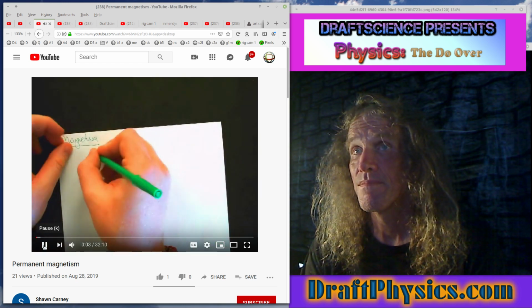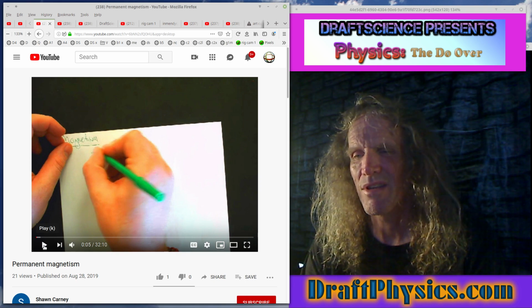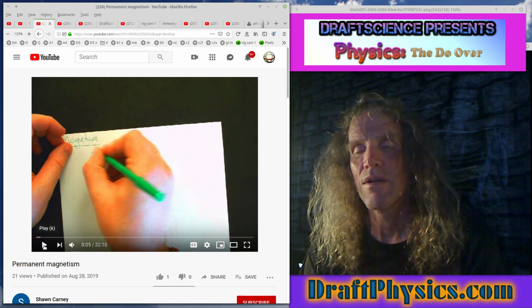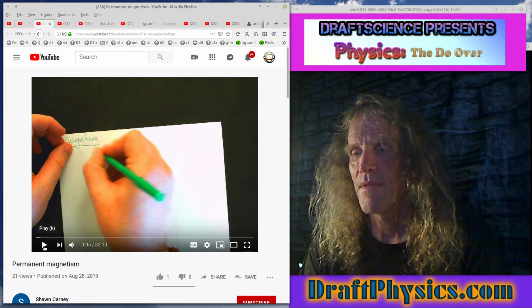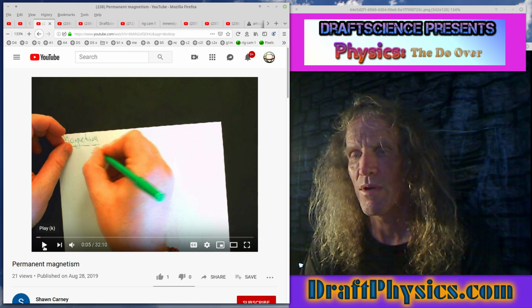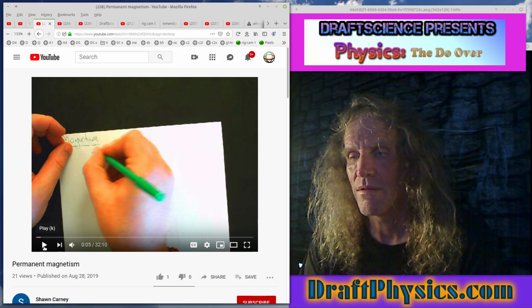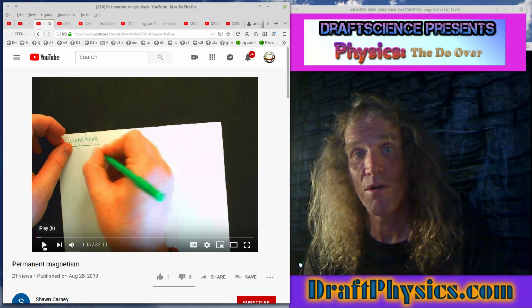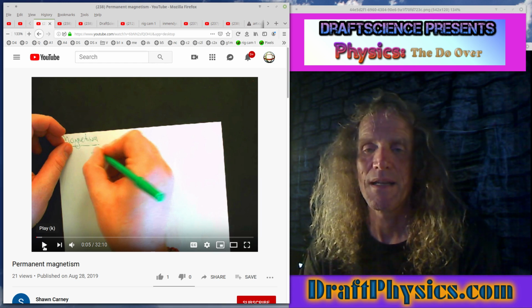It's iron, cobalt, and nickel. Iron, cobalt, and nickel are the only materials that become magnetic in that they dramatically change their atomic structure when in proximity to a magnetic field. You could argue that they're also paramagnetic, not only ferromagnetic, but they're magnetic in other senses.